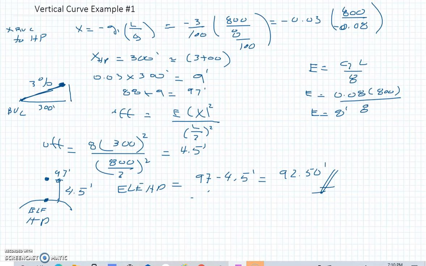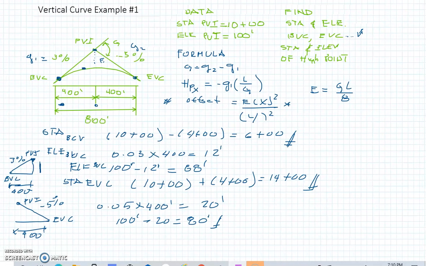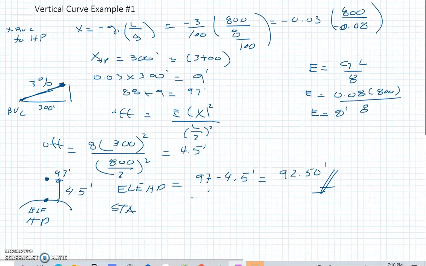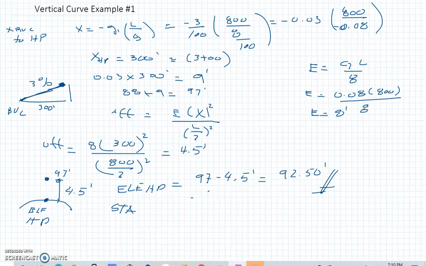And my station is very easy. I go back to my curve, which starts at 6 plus 00. My station is 6 plus 00, and I add the 300, which is 3 plus 00, and that gives me 9 plus 00. That's the station of my high point and the elevation of the high point.